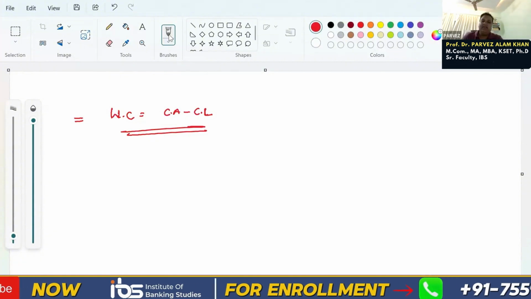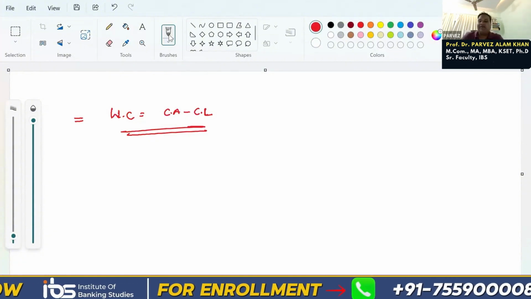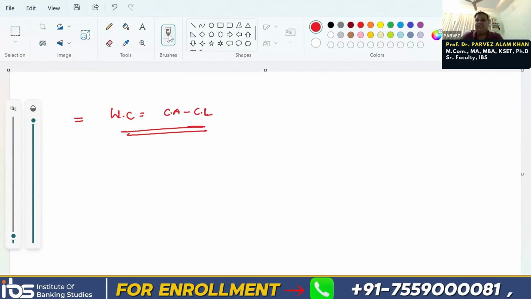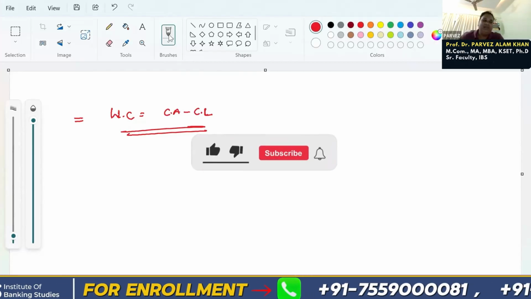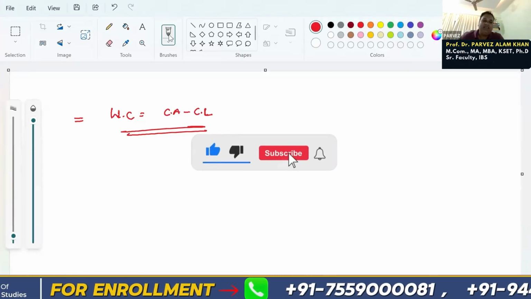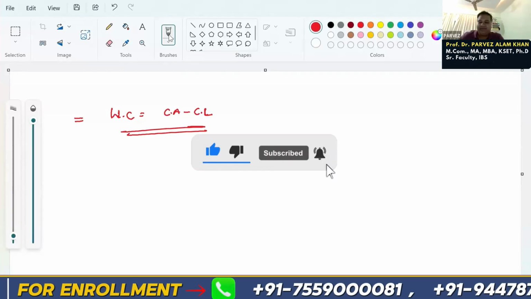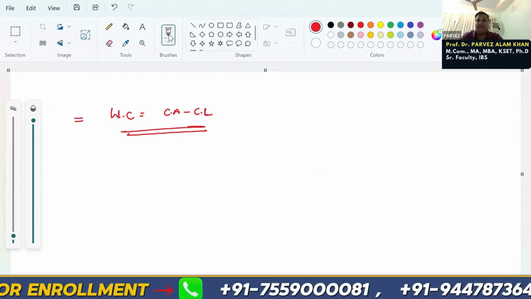Okay. Is it clear? So these two ratios we were having under short-term solvency or liquidity ratios. I hope it's clear, right? Current ratio and quick ratio. Is it clear?